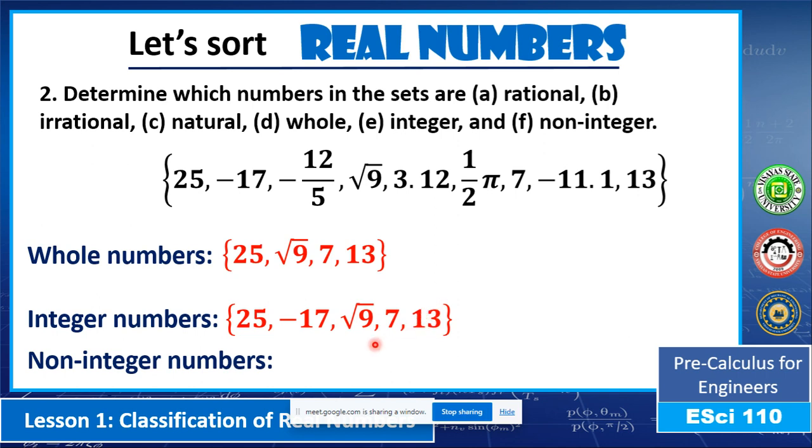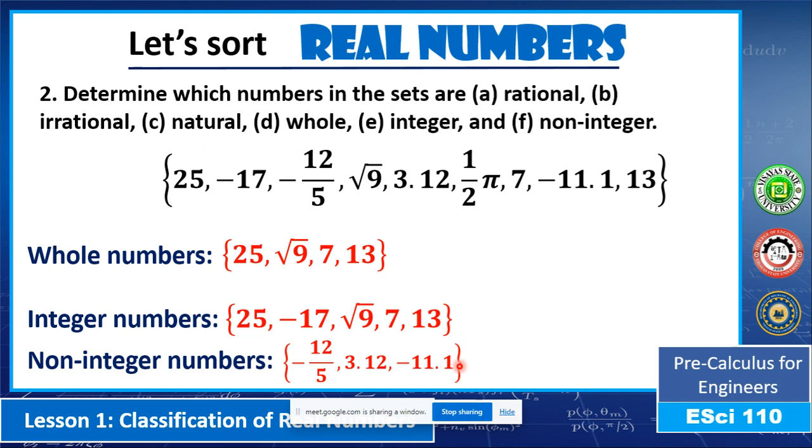How about non-integer numbers? These are mostly those numbers that are in fraction form or in decimal form. So we have negative 12 over 5, which is in fraction form. We have 3.12, a terminating decimal, and then we also have negative 11.2, which is also a terminating decimal, non-integer. So did you get it, class? Did you get it? Did anyone freeze?